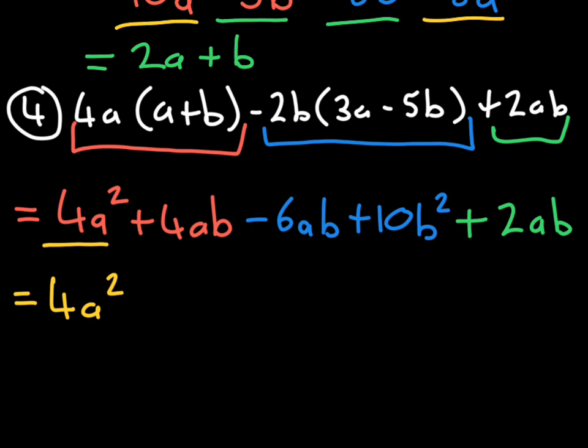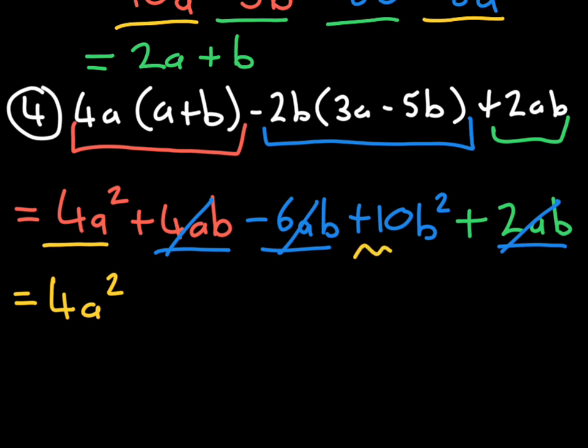Next, we're going to have a look at all the terms which have ab. We see that we've got 4ab minus 6ab plus 2ab. So 4 minus 6 gives us minus 2, plus 2 gives us 0. So with that, we can see that these terms are going to cancel out and give us 0ab. So we don't need to write anything more.